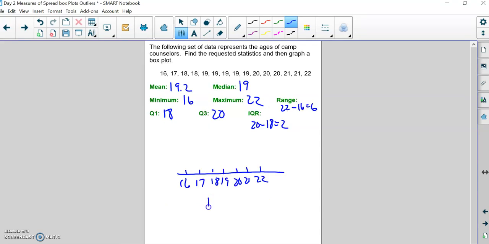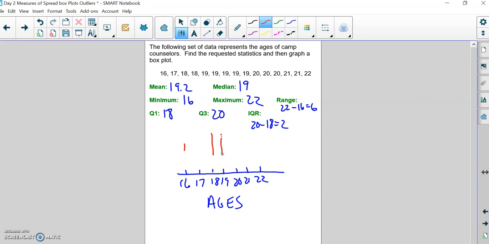And then we're going to also label this as ages, like we labeled yesterday in class. And then from there, we're going to translate the information. So our minimum is at 16. We want to be above the number line. We don't want to be on the number line. And then our Q1 is at 18. So we're going to start our box there. We have a median at 19.